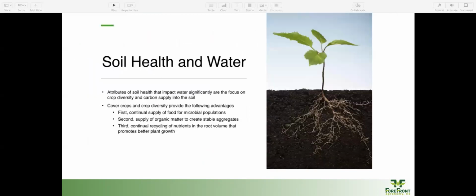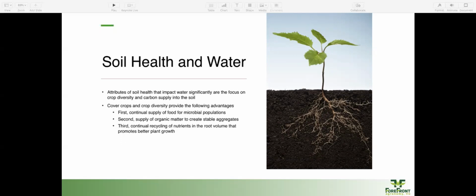So thinking about soil health and water, really these things are directly related, and that's what's driven my interest over the last few years, being a water manager and noticing these different systems and how crops are able to withstand stress in a more healthy situation.